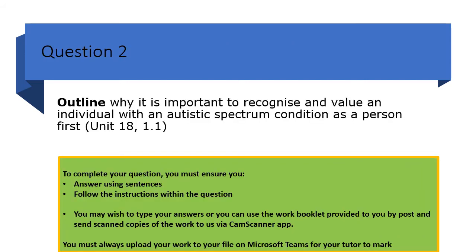This brings you to question number 2, and you need to outline why it is important to recognise and value an individual with an autistic spectrum condition as a person first. Think about the last few slides that we talked about, that you looked at, and obviously, like I said before, and you're used to it by now, you need to put it into your own words.